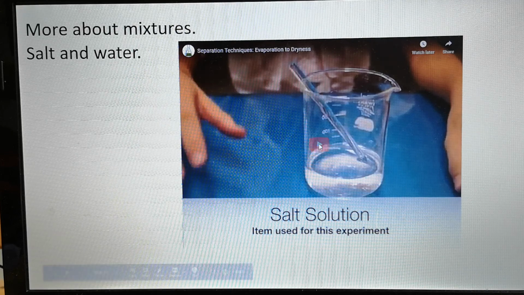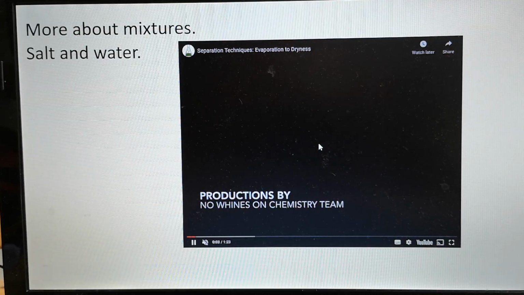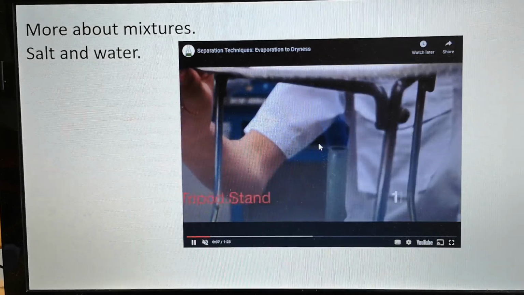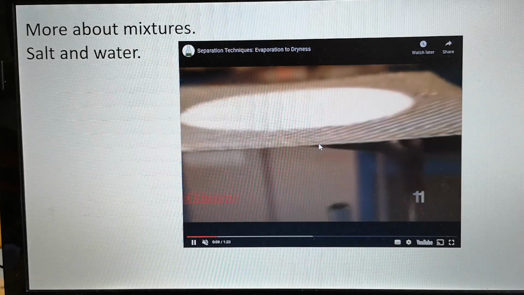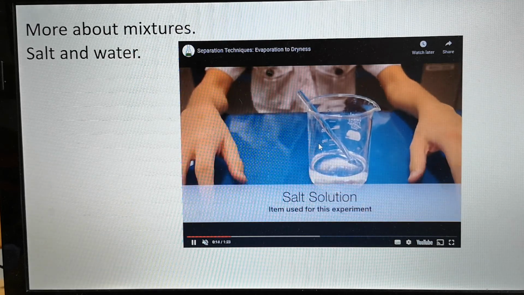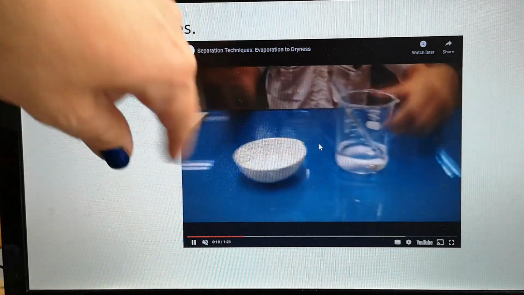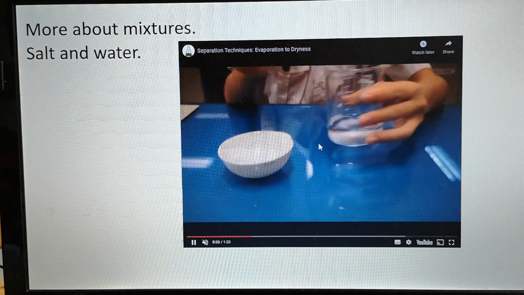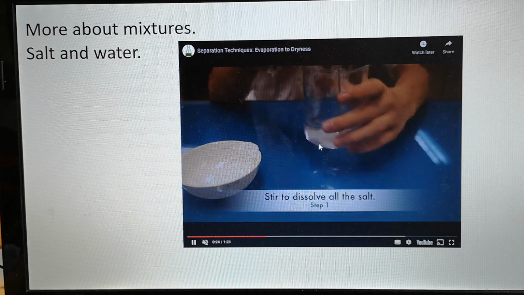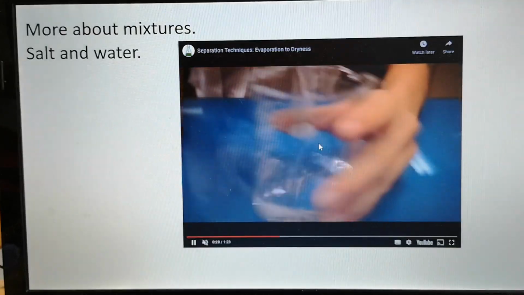Okay, so if we were in the lab doing this experiment, the first thing we would do is make our solution of salt and water. We would put our salt into a beaker and stir it until we got a clear solution. That's what this little lad is doing here. He's going to stir it until he gets a clear solution, and then once he's done that, he's going to put it into an evaporating basin.